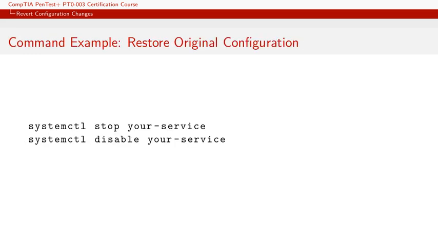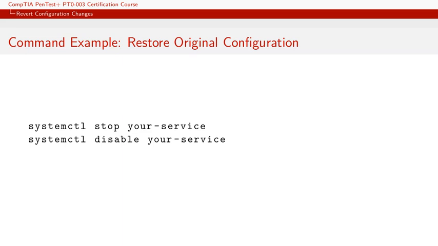In this section, we focus on how to practically revert configuration changes after testing. Let's consider an example using system commands to restore the original configuration of a service. First, you would stop the service that you modified during your tests. To do this, you can use the command systemctl stop your service. Next, you may also need to disable this service to ensure it does not start automatically in future system reboots. This can be achieved with the command systemctl disable your service. These commands help in ensuring that the system is returned to its original state, removing any artifacts or changes made during the testing phase.